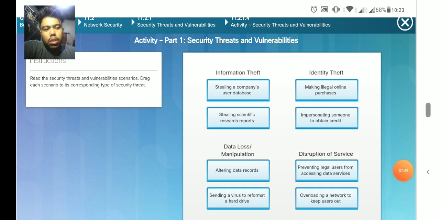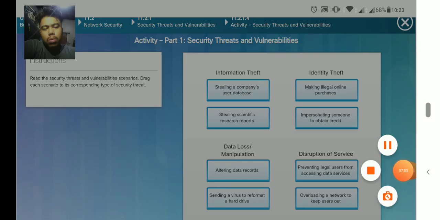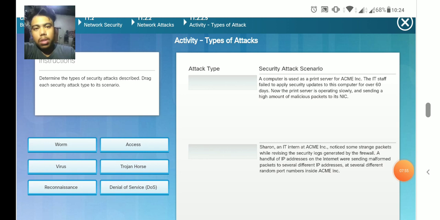So let's jump to activity 2. For the second part of our activity with chapter 11, we have the types of attacks. At this point, we have to discuss the types of attacks. We have different types of attacks here. So let's start.